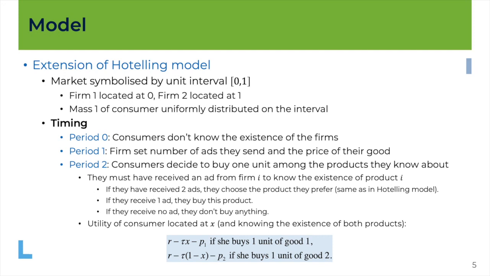Now, in terms of utility, we use the same formulation as in the model we covered in week 4. So R is the base utility that consumers get, and then this is reduced by how much they've got to travel to go to the shop. It's tau times X if they go to shop 1, and tau times 1 minus X if they go to shop 2. I'm talking about a consumer located at point X. And they've got to pay the respective price, P1 if they buy from firm 1 or P2 if they buy from firm 2.